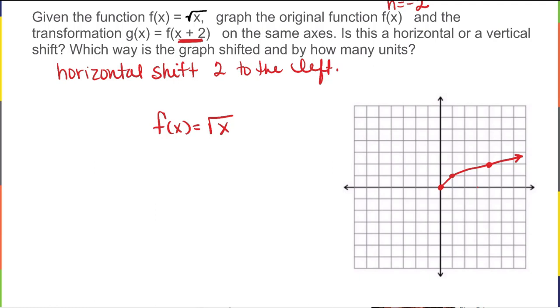That's your graph. So now, if we want to graph g of x, which is f of x plus 2, we're going to shift everything 2 places to the left. So take each of these points and go over 1, 2. So this point here, go left 1, 2. This point here, go left 1, 2. And then we'll just connect them. They'll make the same shape. It's just shifted to the left 2 places.